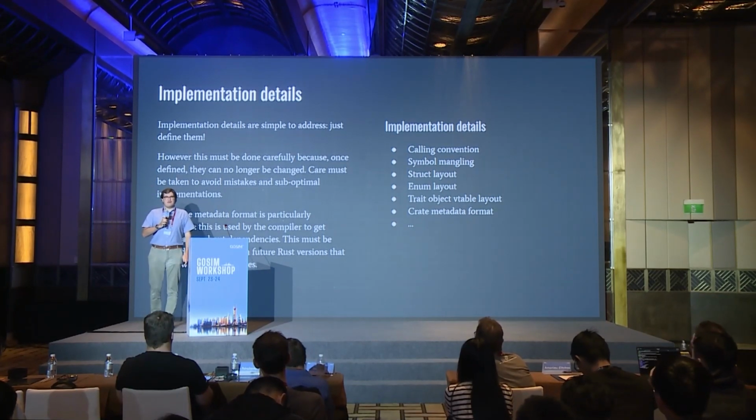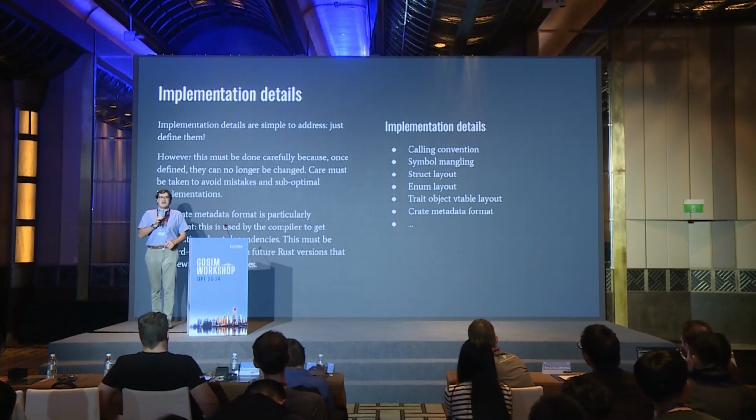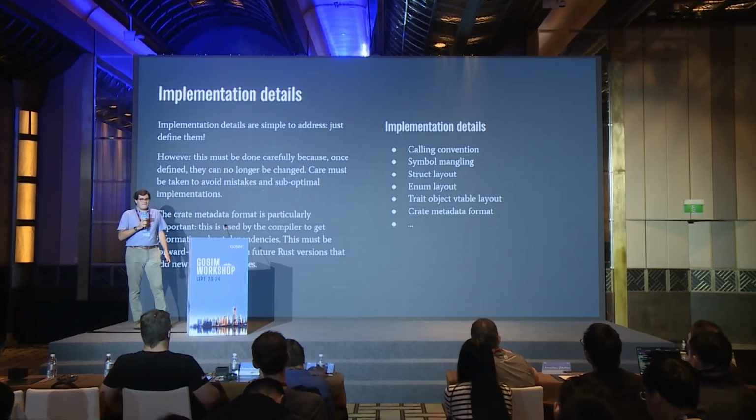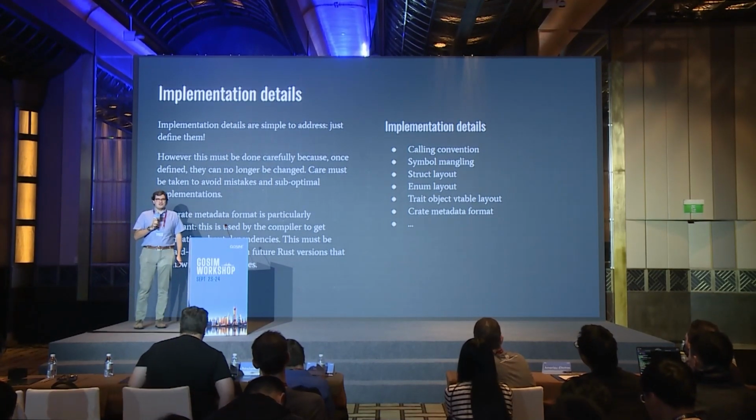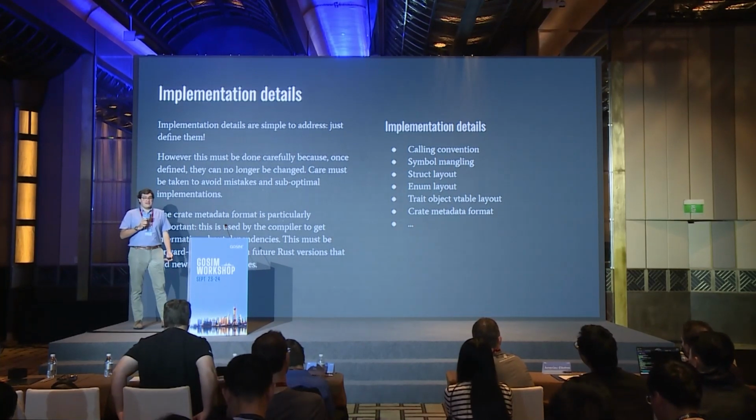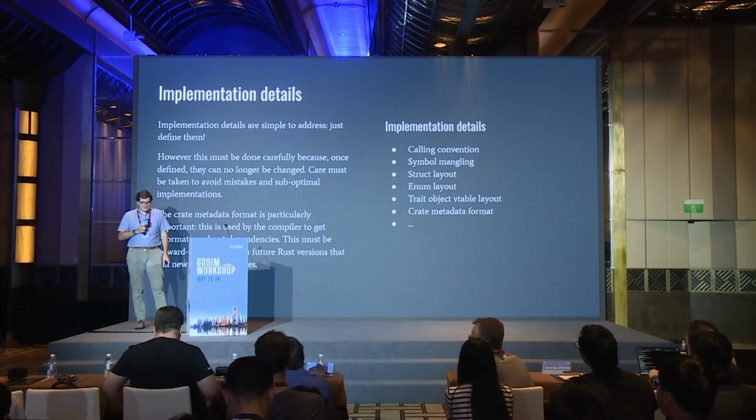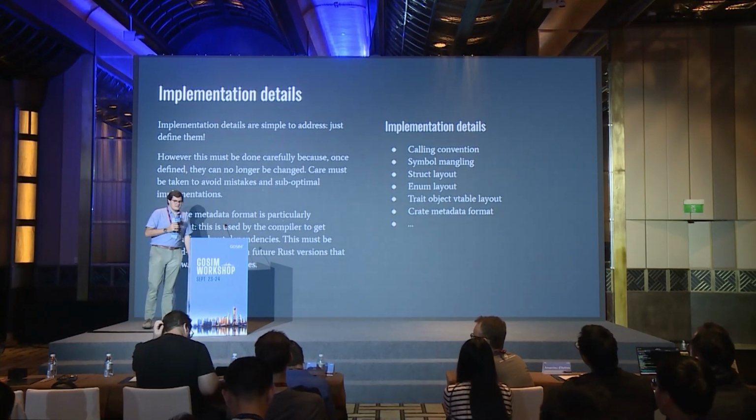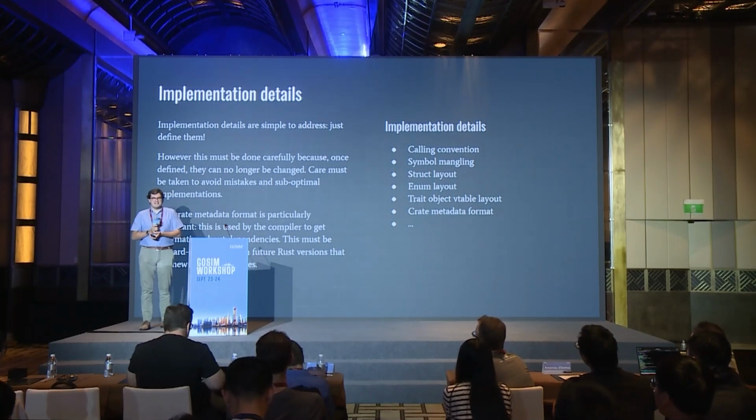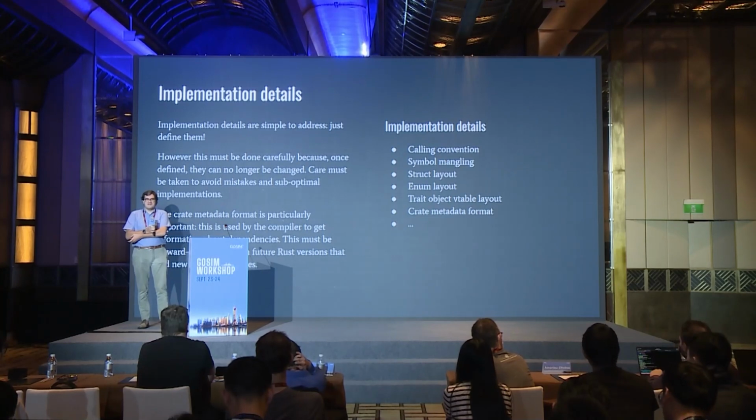We need to be very careful because once we make the decision to stabilize these implementation details, we can never, ever change them. So we need to be very careful to not stabilize something that is suboptimal or something that has an outright bug in it. And I'd like to spend some time to talk about the crate metadata format in particular, because this is a very important part of the stable API.